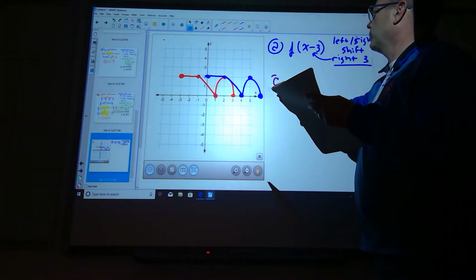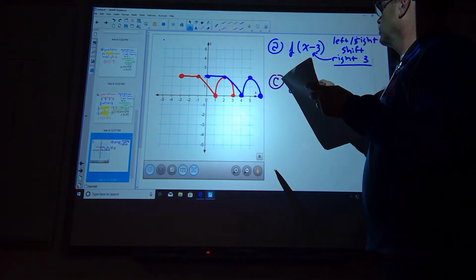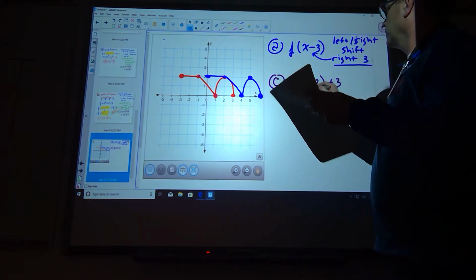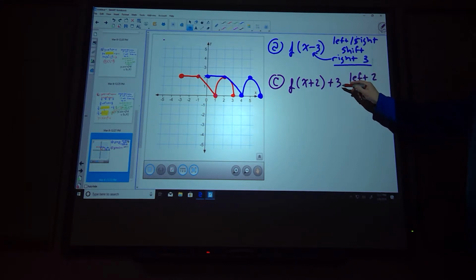For some reason, it skips right to letter C. But I think we can handle this. Okay, so we have something that's grouped. Agreed? So which way is it going to shift? Left or right? Left. How many? Two. So this is a left two. And this right here is going to be an up three.